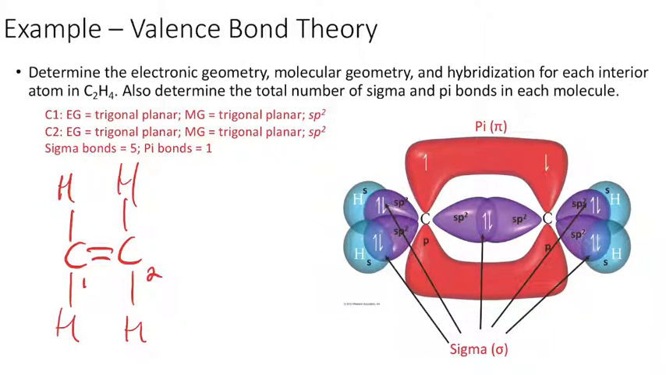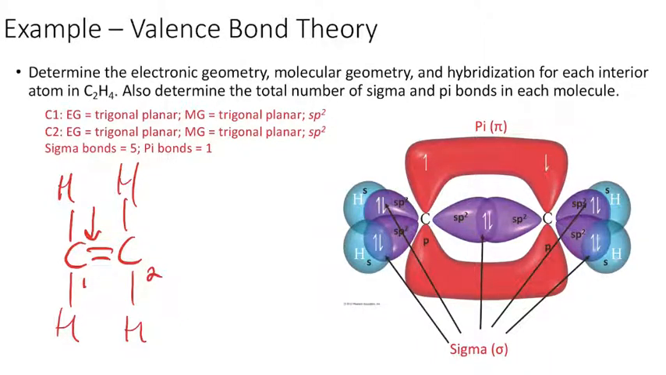If you look at the structure, you'll notice we drew 6 total lines. 5 of those lines are sigma bonds. The lone pi bond is right there, the double bond between the 2 carbons, so the second bond formed between the 2 carbons.